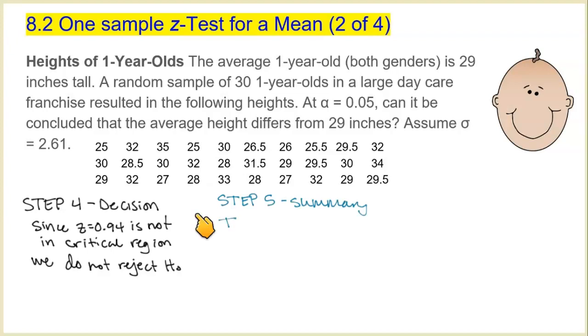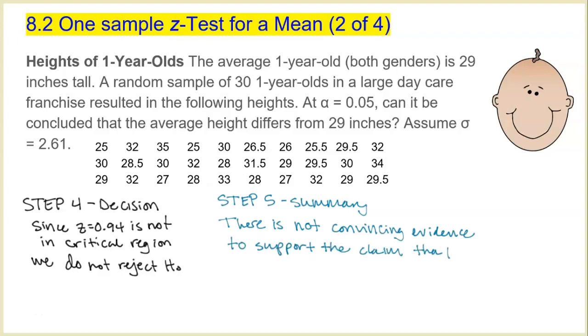So we look at our summary: can it be concluded that the average height differs from 29 inches? Well, there is not convincing evidence to support the claim that the average height of 1-year-olds is different from 29 inches. So for this question, this is the summary that we need to write, but then to answer the question, can it be concluded? No, it cannot be concluded. So these two examples represent the 5-step hypothesis test process for the traditional method.